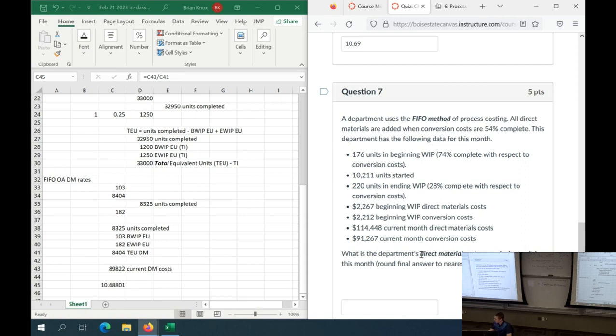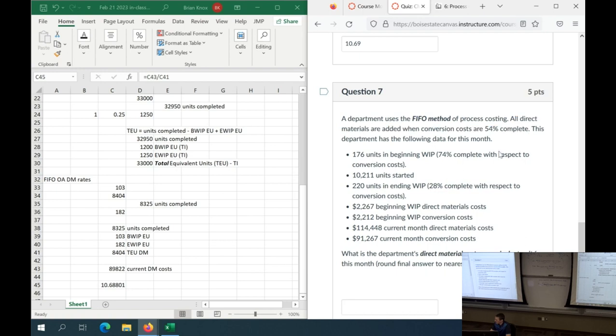The dumpling question, part of it is going to be relevant because we are asking for the direct material cost per equivalent unit in the question stem. And we have this sentence right here which says direct materials are added at a certain point in the conversion process. They're all plopped in at a certain point. So let's read the whole problem. The department uses the FIFO method of process costing. All direct materials are added when conversion costs are 54% complete.